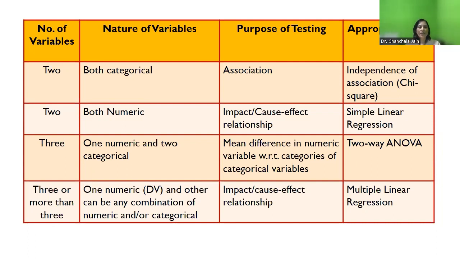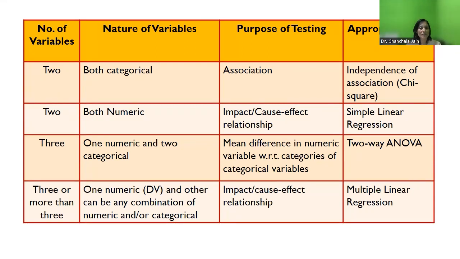Then, if we have three variables, among which one is numeric and two are categorical, and we want to find the mean difference in the numeric variable corresponding to the categories of the categorical variables, we can go for two-way ANOVA. And lastly, if we have three or more variables, among which one is numeric, which we can treat as the dependent variable, and the other variables can be any combination of numeric and or categorical variables, and we want to find the impact or cause and effect relationship among them, the suitable test is multiple linear regression.